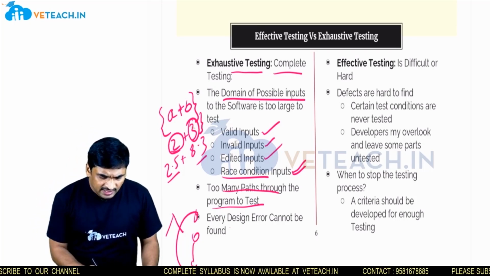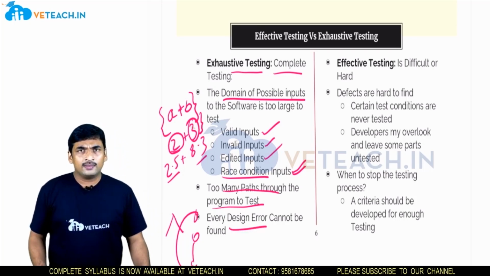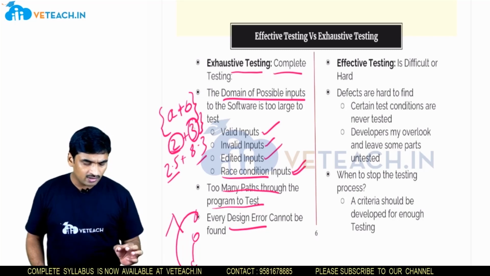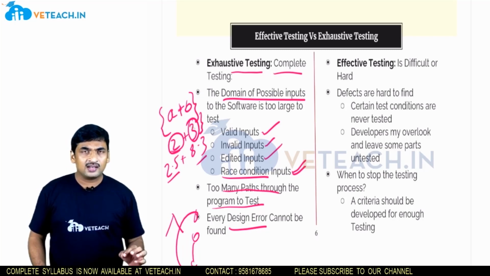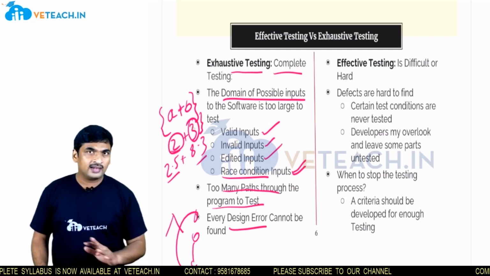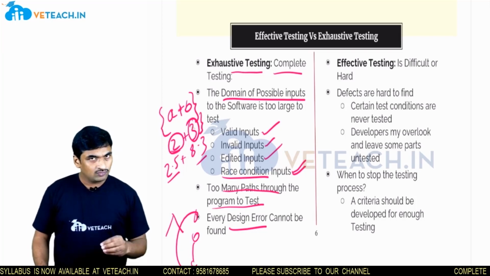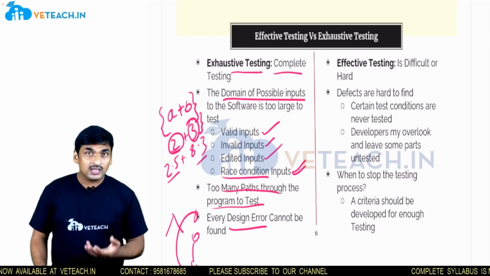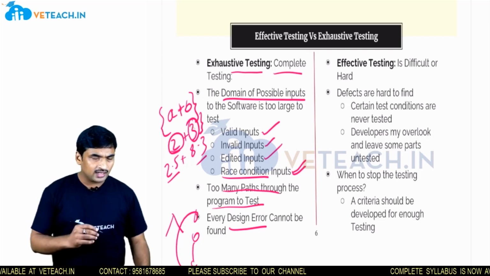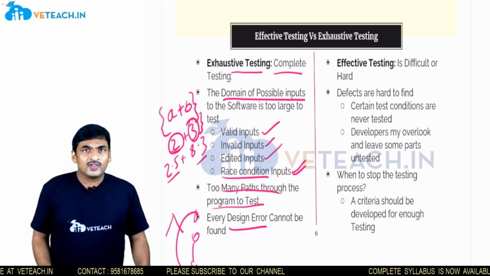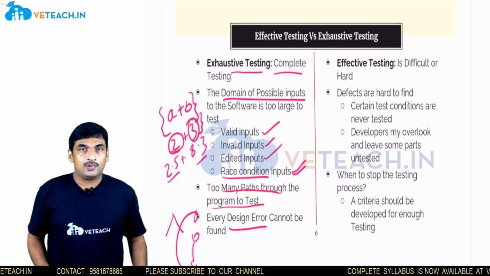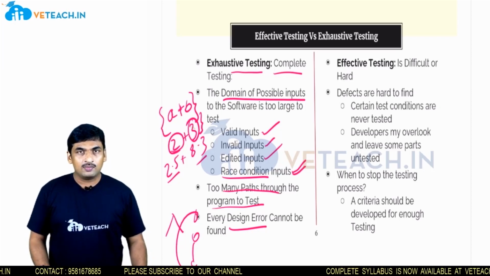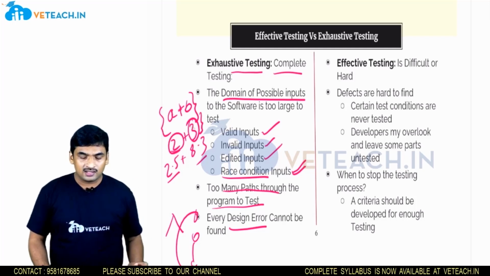We might have a number of design errors in the software, and every design error cannot be found. A tester cannot directly identify all the design errors. Some of the errors are hidden deep inside the product design, so that cannot be found. That is the reason why exhaustive testing is not possible. Complete testing is not possible. One should not aim at exhaustive testing.